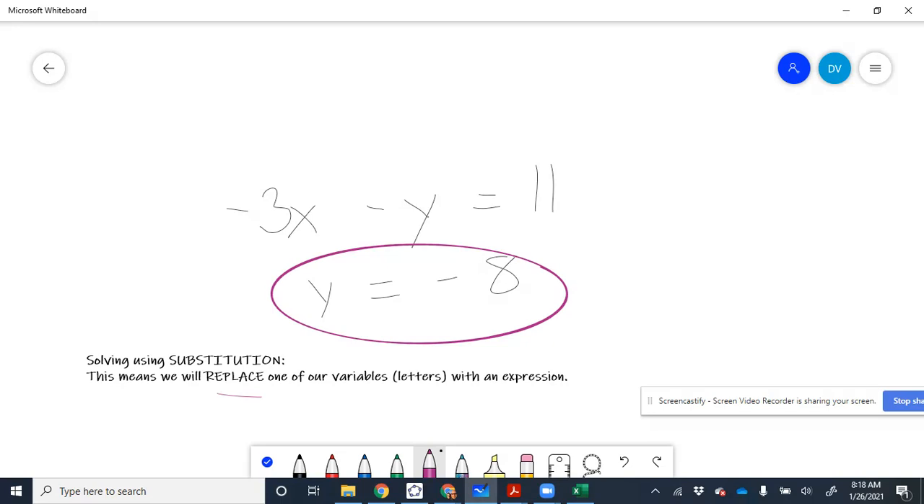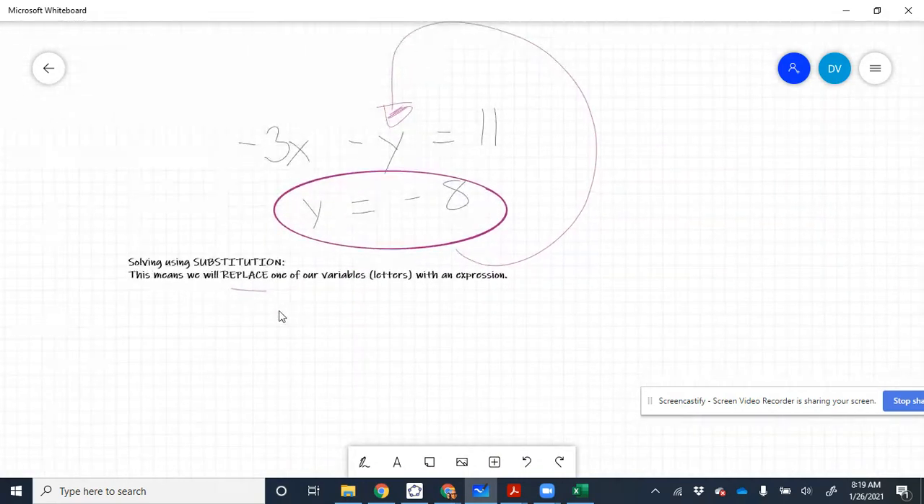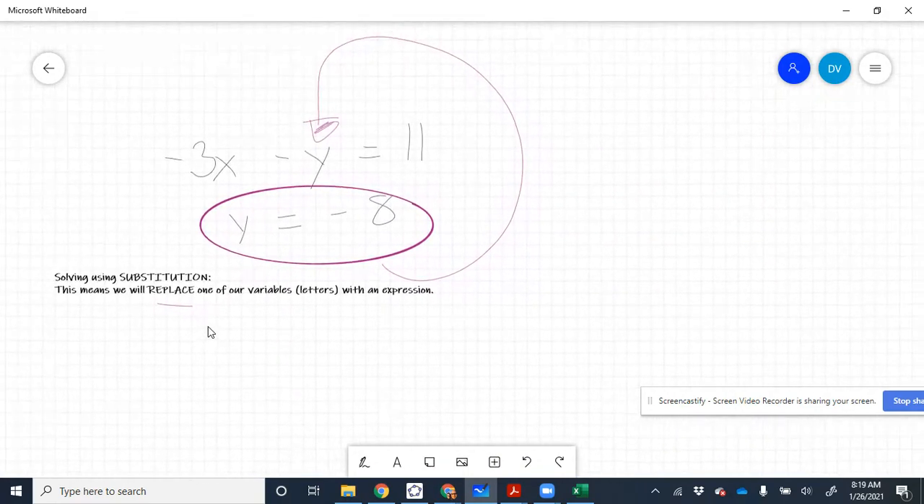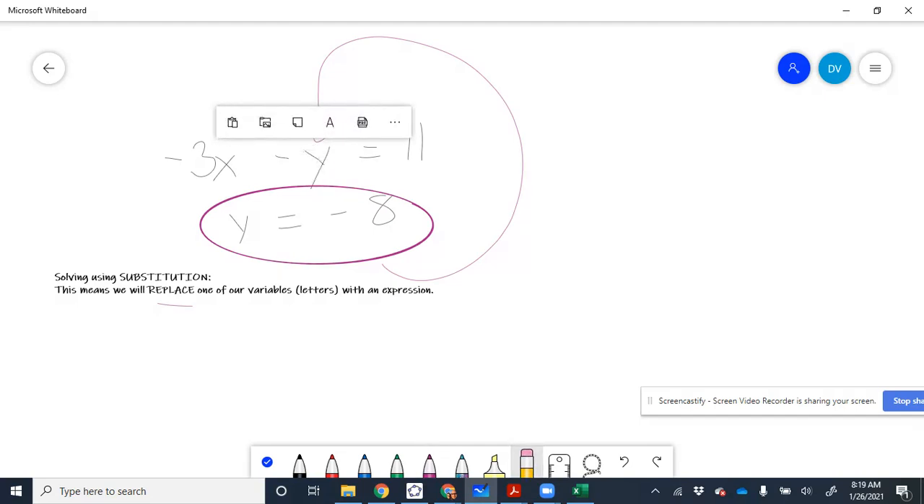But we're going to do it in the other equation. I'm going to go back to the top equation, and I'm going to replace that y with a -8. Now keep in mind that there's already a negative in front of that y. So when we write this again, I'm going to write everything that I already have again, but I'm going to replace the y. Let me change that y to a purple y.